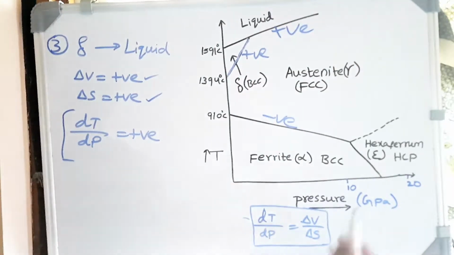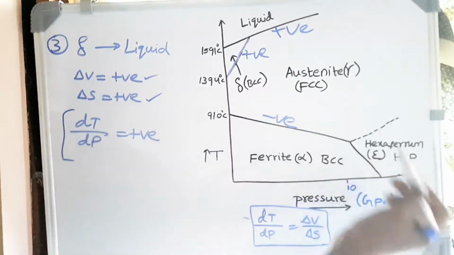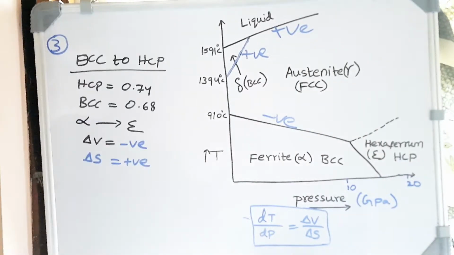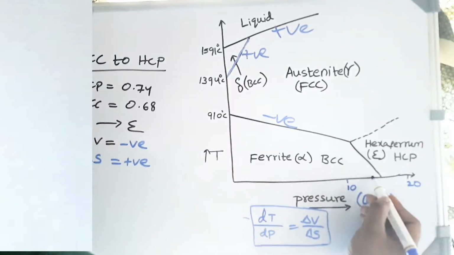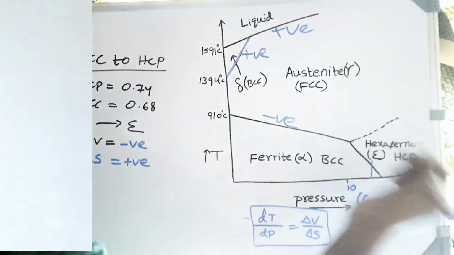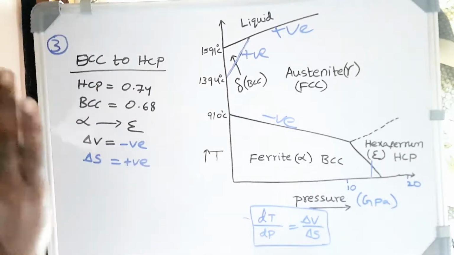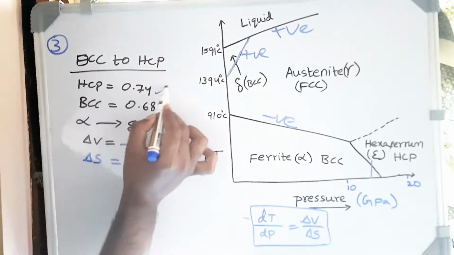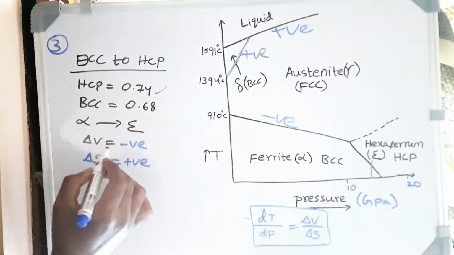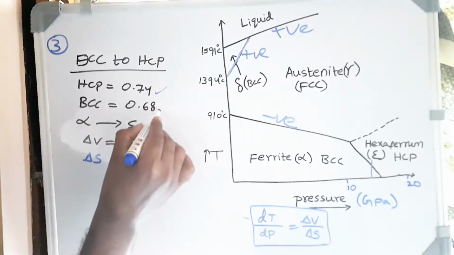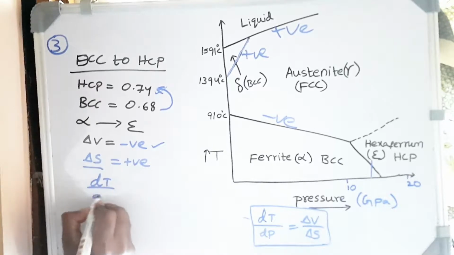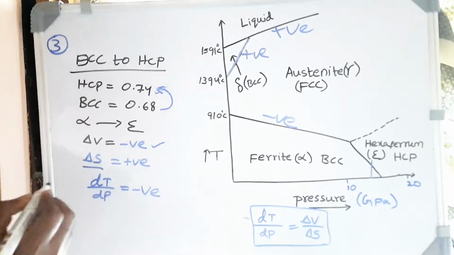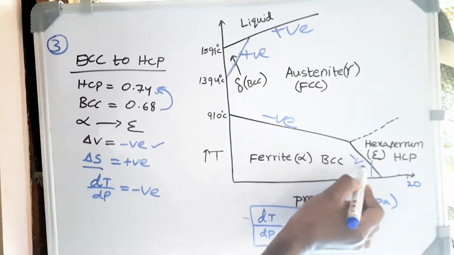So friends, now we're going to discuss the transition from alpha to HCP and gamma to HCP. If we consider the transformation of alpha ferrite to HCP, on heating our alpha transforms to HCP. Just like FCC crystal structure, HCP is also having higher packing fraction than BCC. So here the volume is actually decreasing because we are going from 68% to 74%. But delta S, as temperature is increasing, is positive. So here we get dT/dP is negative.